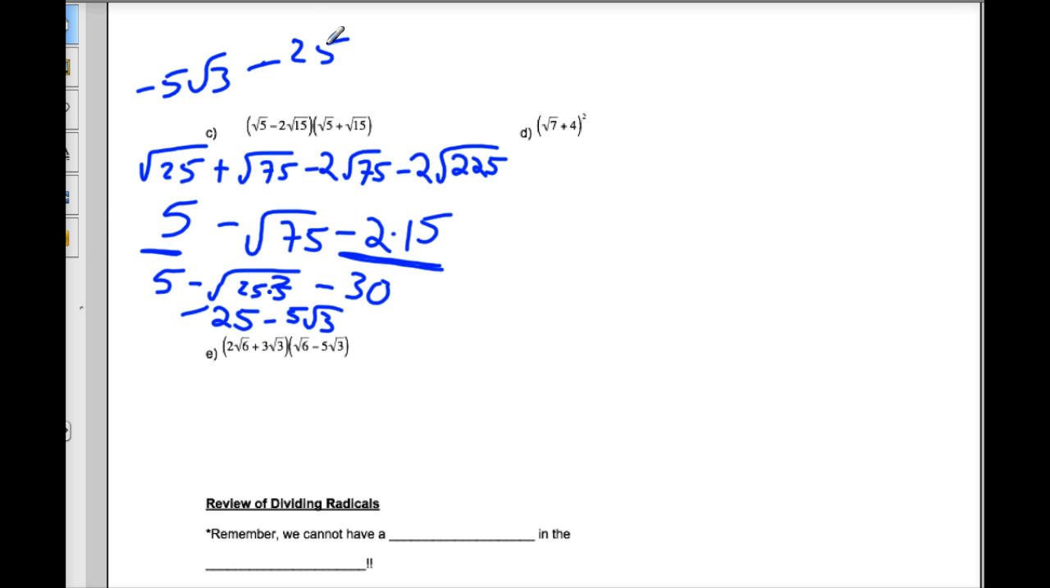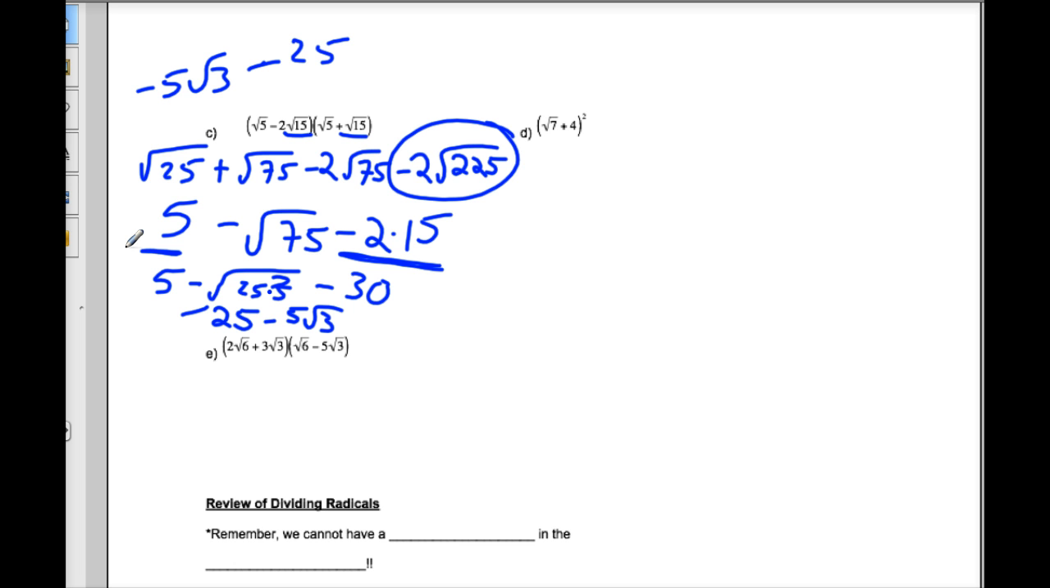Great question. Do you agree that the end of FOIL is minus 2 radical 225? Okay, what's the square root of 225? 15. And what operation's going on between the 2 and the 15? The multiplication. So that's how I got minus 30. Very good question. What happened to the negative 2 radical 75?